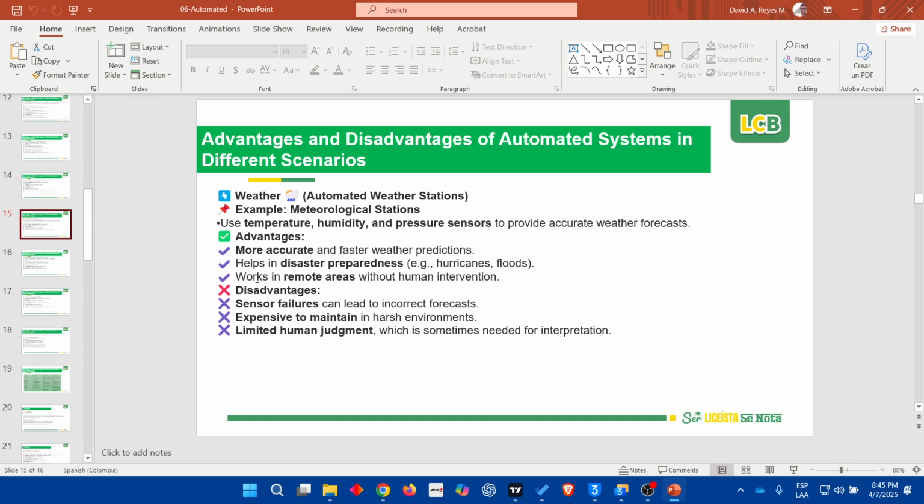Disadvantages: you are going to have sensor failures, it is expensive to maintain, and it is limited compared to human judgment. Let's suppose that we as humans read the information wrongly, and we say today is going to be a sunny day, and you don't take your umbrella to the school, and it starts raining and raining and raining, and you get wet. Okay.